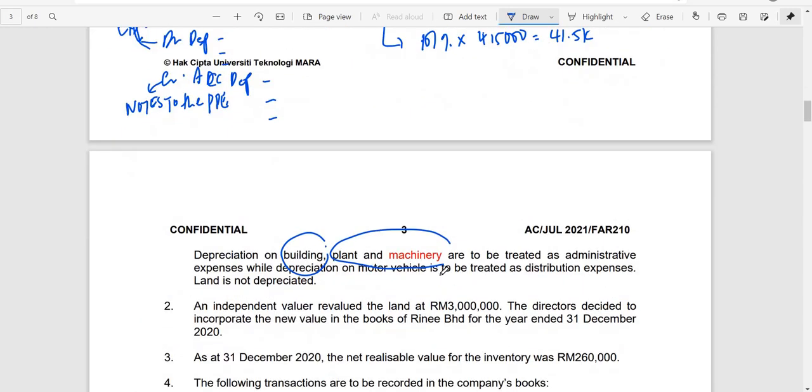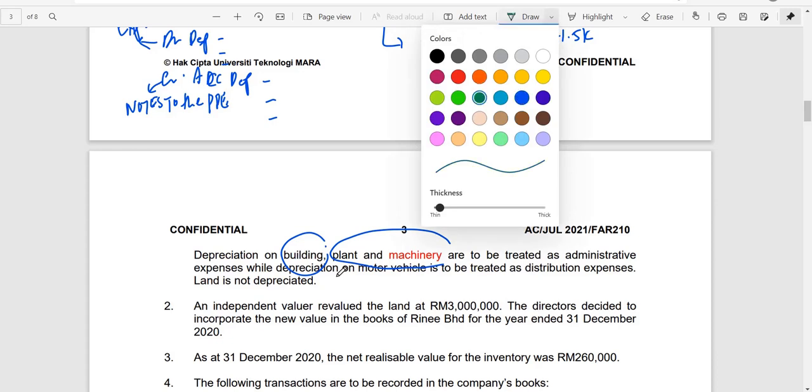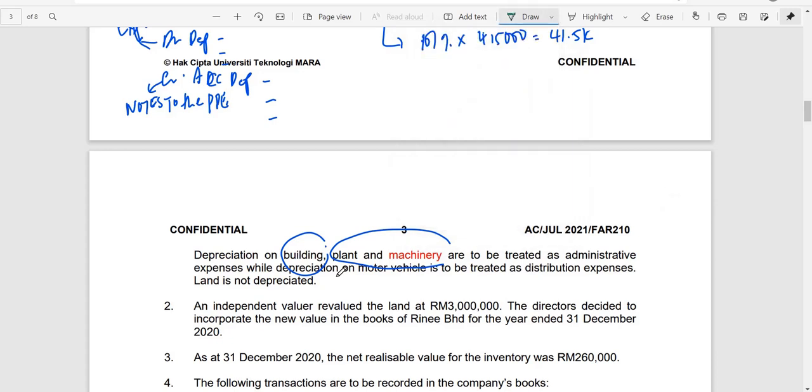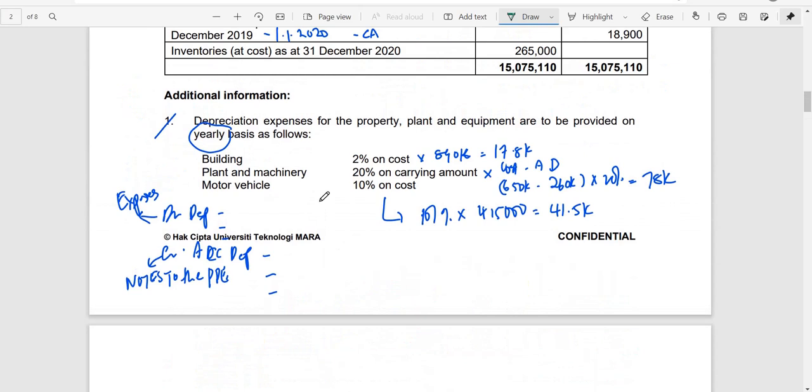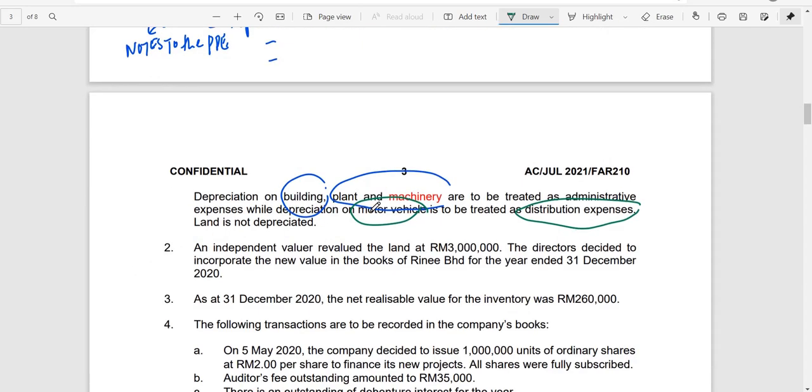Plant and machinery instead of plant and equipment are to be treated as admin expenses, whereas you have another asset, your motor vehicle, which will be under distribution, so that has to be put correctly. So here, this one is distribution, these two are admin. Okay, then we go and do the second part, which is on revaluation of land.